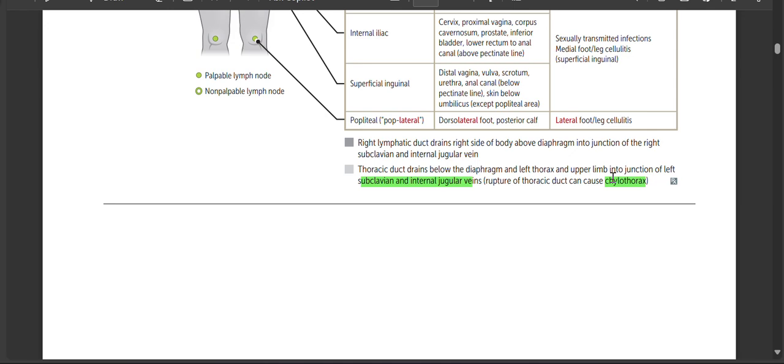Now, there is one question that I have for you guys. Let's say that these chylomicrons enter the lymphatic system. Which vessel will these chylomicrons enter the lymphatic system through? What's the name of that vessel?